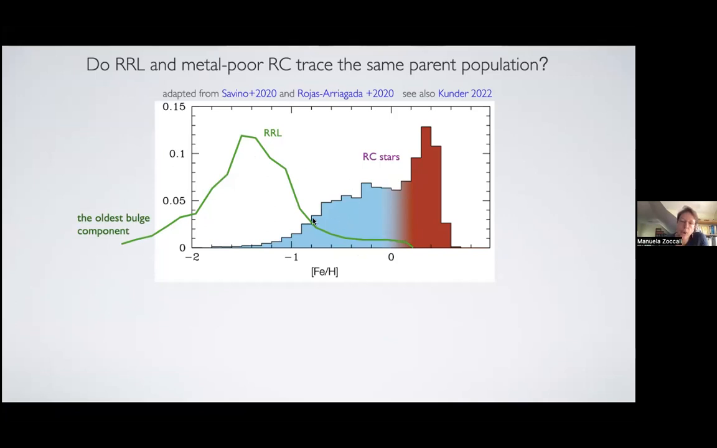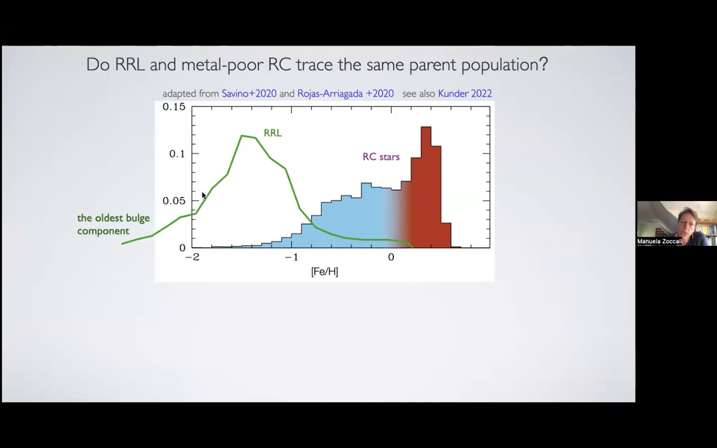Now, if we look at this plot, naively, we might say they are another population just because of the metallicity, but this is not true, of course, because it might perfectly be that these two tracers come from the same parent population, except that only the metal poor tail of this population contains stars that burn helium in their core blue enough that they can cross the instability strip and pulsate as RR Lyrae. So the fact that they are different in metallicity doesn't mean at all that they must trace two different components.